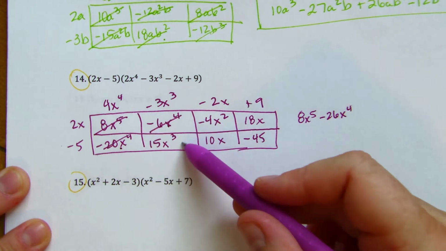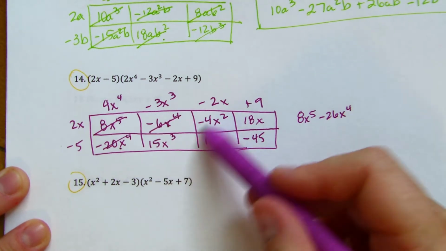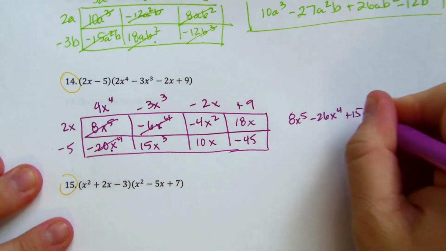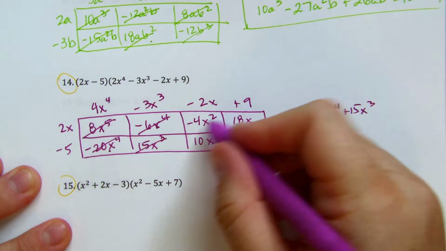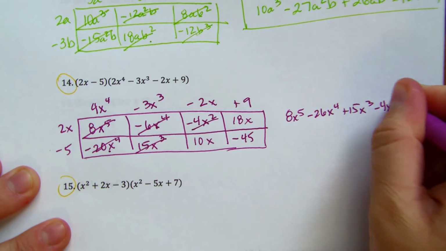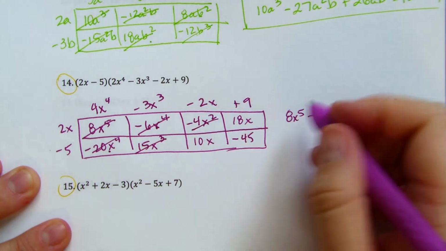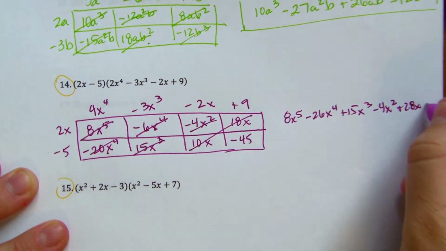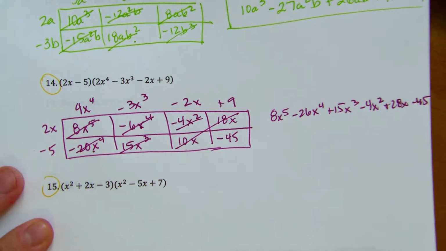I have no other x cubes. Oftentimes here we see like terms here, but I actually don't have any other x cubes, so plus 15x cubed minus 4x squared. And then 10x and 18x is 28x minus 45. And that's my answer.